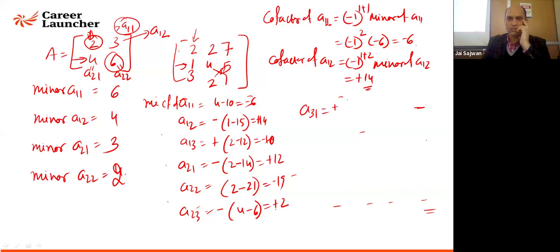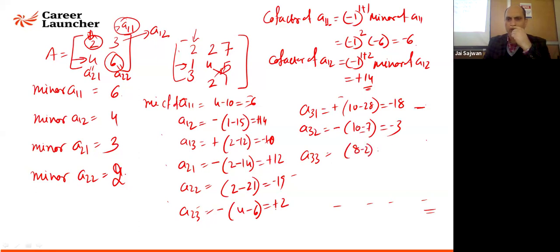कोफैक्टर ऑफ 3 1 कितना हो जाएगा? प्लस साइन आएगा, याद है? थर्ड रो फर्स्ट कॉलम. तो दिस इज 10 minus 28, that is minus 80. A32 क्या हो जाएगा? कोफैक्टर ऑफ A32 is third row second column. I'll say minus sign. That comes out to be 10 minus 7 is minus 3. A33 का कोफैक्टर क्या होगा? थर्ड रो थर्ड कॉलम. It is 4 2s are 8 minus 2 is 6. What do you get? You get 6, 14 minus 10, 12 minus 19 2 minus 18 minus 3 plus 6.